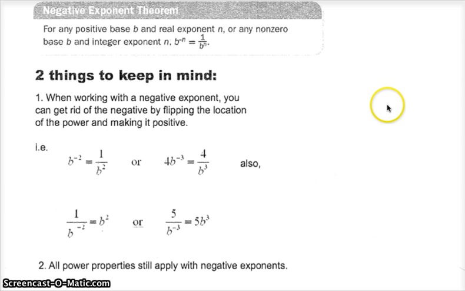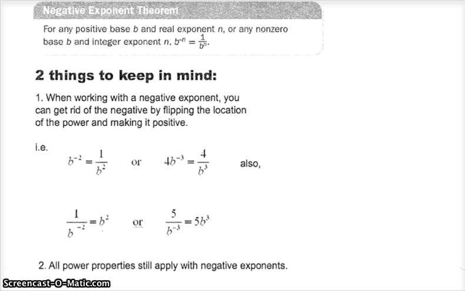Now, this also works the other way around. If I have a negative exponent on the bottom, I can move that exponent to the top. So for example, if I have 1 over b to the negative 2, that becomes b squared. Or if I have 5 divided by b to the negative 3, that b to the negative 3 moves up to the top and becomes positive. Also keep in mind that all of the power properties still apply with negative exponents.